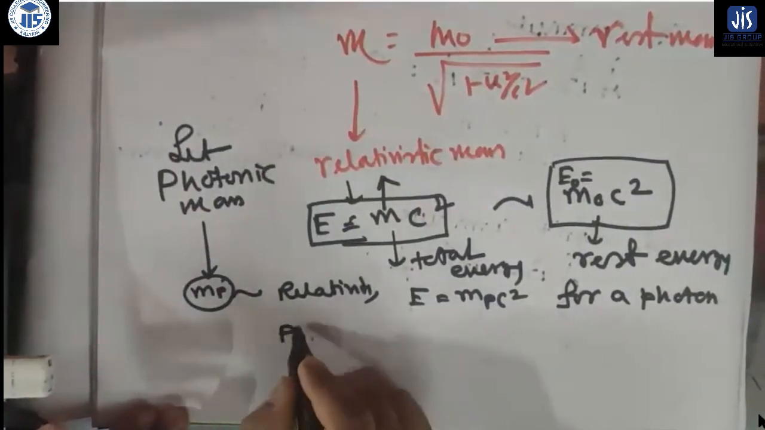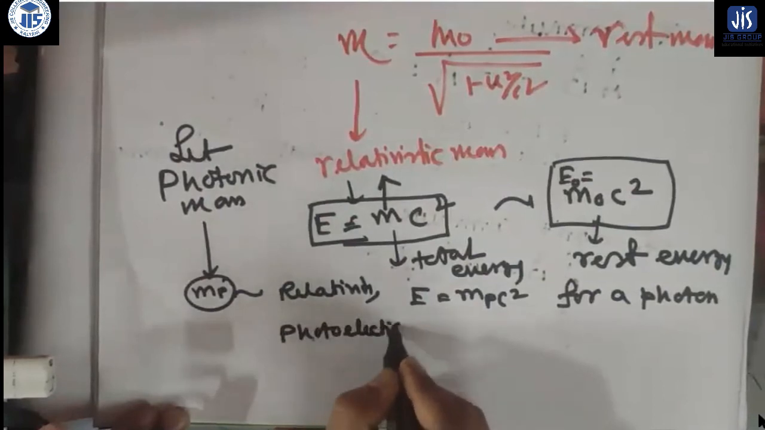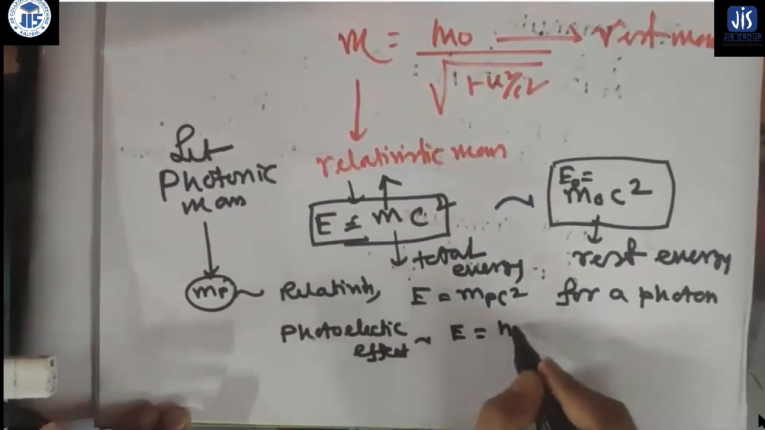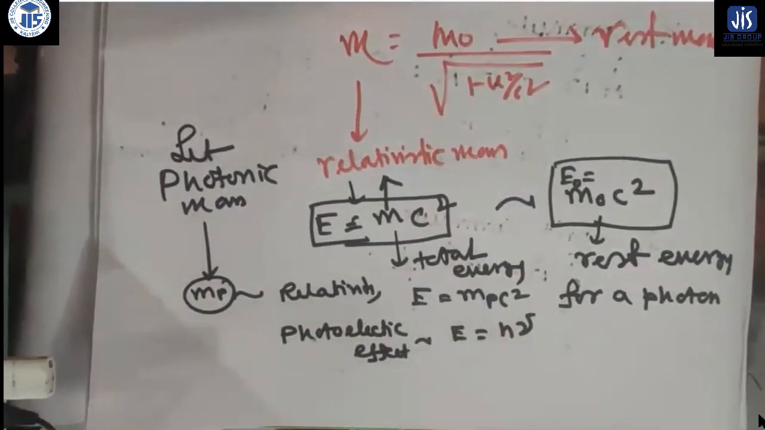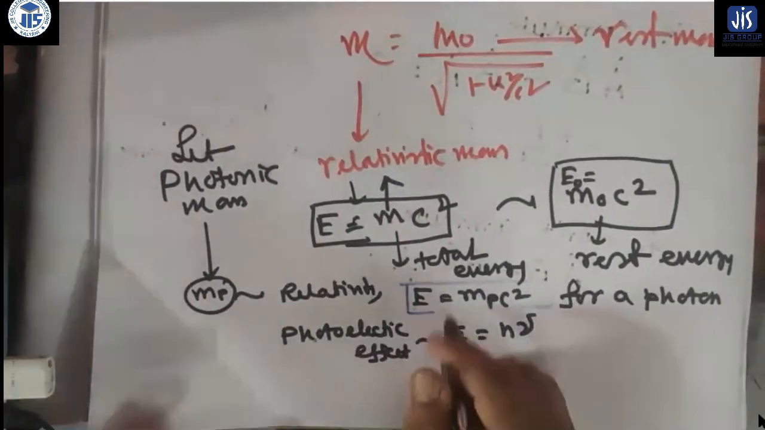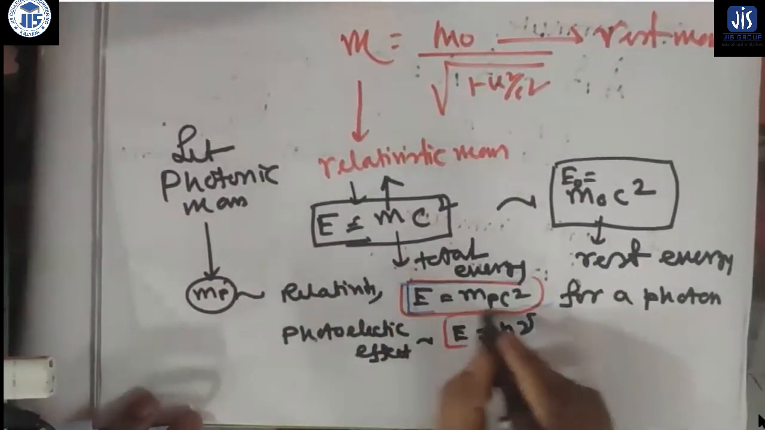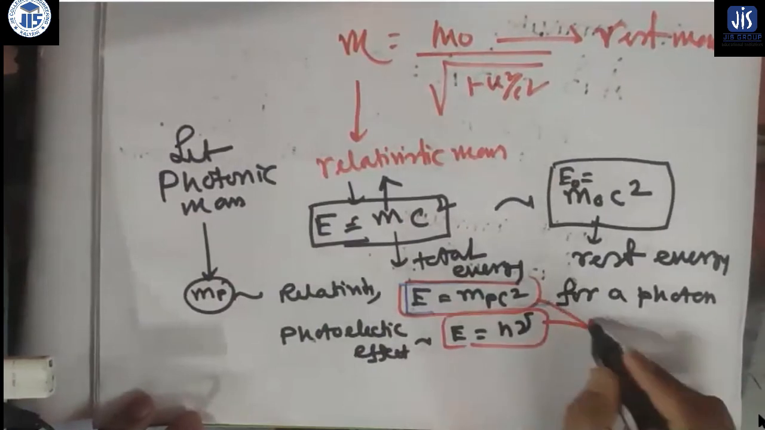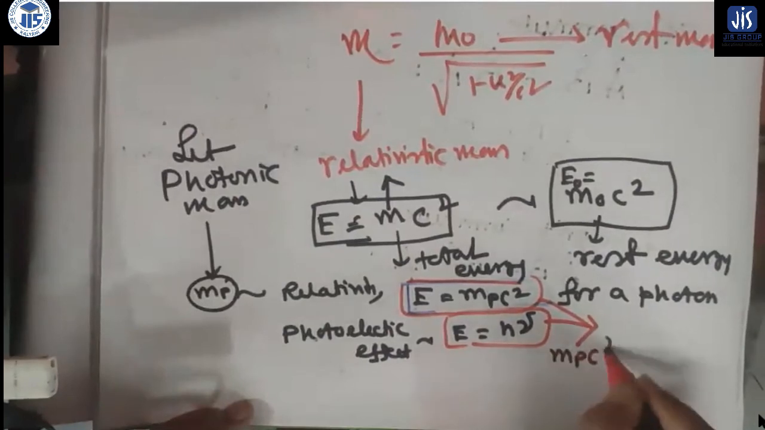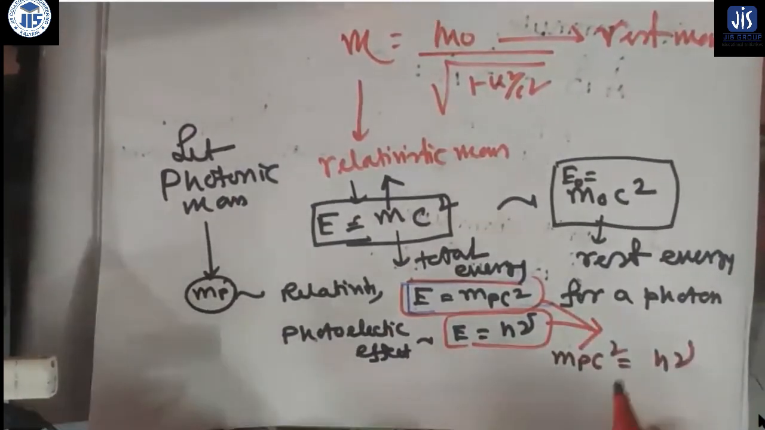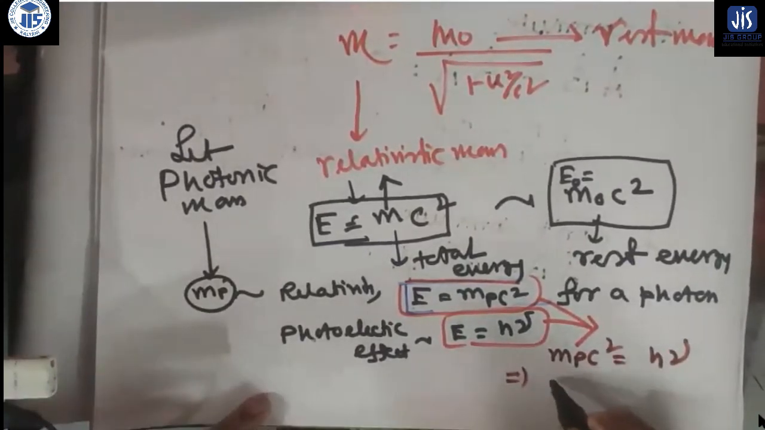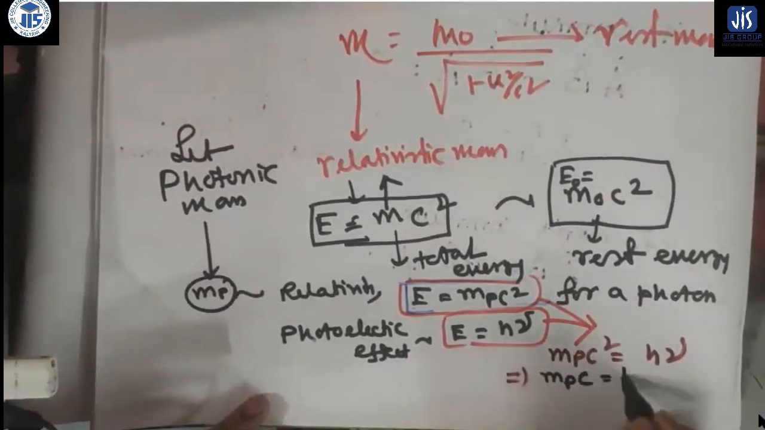Now, from the photoelectric effect, you know E is equal to h nu. So obviously both of them are photonic energy coming from two different theories of Einstein. This is coming from the relativity theory, and this is coming from photoelectricity. So both of them are the same. If we equate them, we can write mp c square is equal to h nu. Or from here, we can also write mp into c is equal to h nu by c.